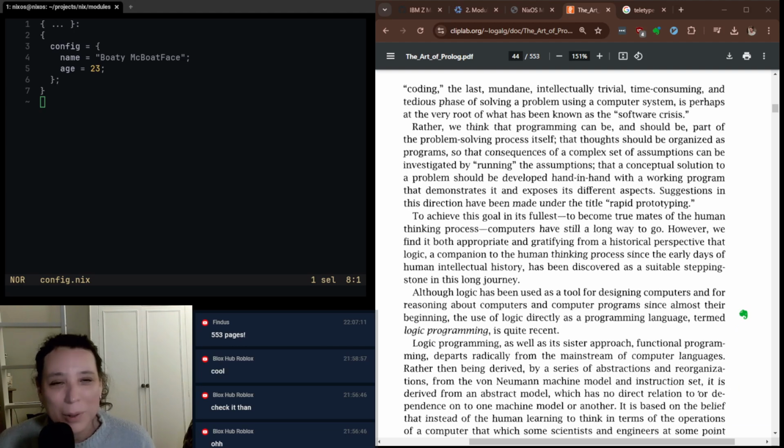Rather, we think that programming can be and should be part of the problem solving process itself, that thoughts should be organized as programs so that consequences of a complex set of assumptions can be investigated by running the assumptions, that a conceptual solution to a problem should be developed hand in hand with a working program that demonstrates it and exposes its different aspects. Suggestions in this direction have been made under the title Rapid Prototyping.